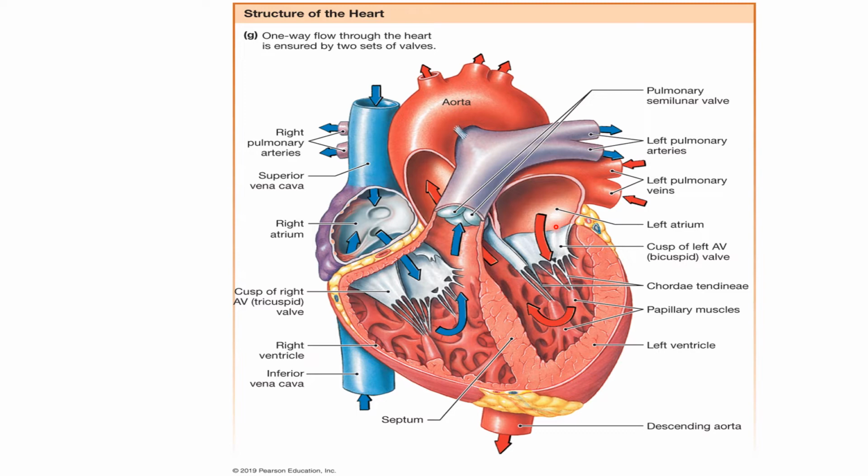Now, following lub, you get that other sound, the dub sound, and that's when your semilunar valves are shutting closed. That's when your pulmonary semilunar valve and your aortic semilunar valves are shutting closed to prevent any backflow into your ventricles. And so when those semilunar valves close, that's when you hear the S2, the second heart sound.